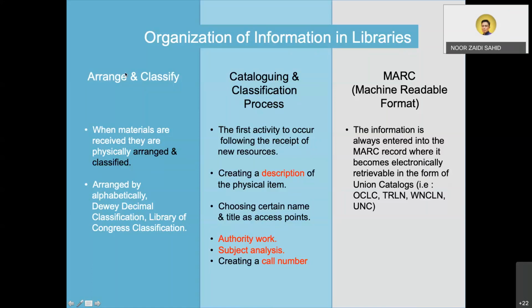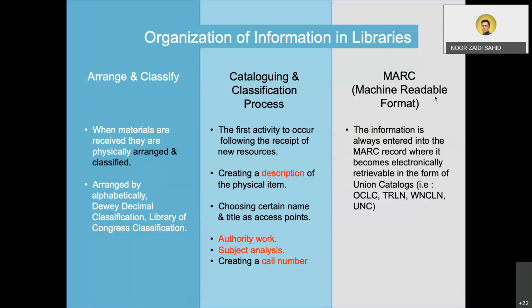Okay, so pertamanya di sini proses yang terlibat adalah untuk arrange. You need to arrange your books on the shelf, on the bookshelf. And number 2, to classify, which means you need to assign a unique number. You kena assign a unique number so that this unique number will help you in arranging. Arrange macam mana nak arrange? You arrange mengikut nombor-nombor tadi.